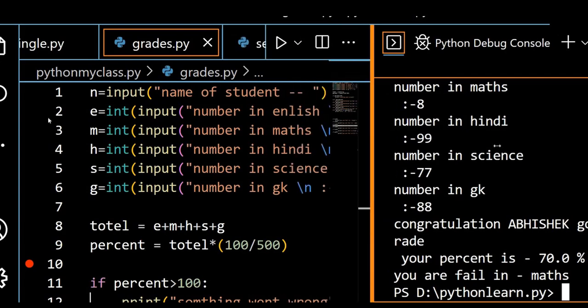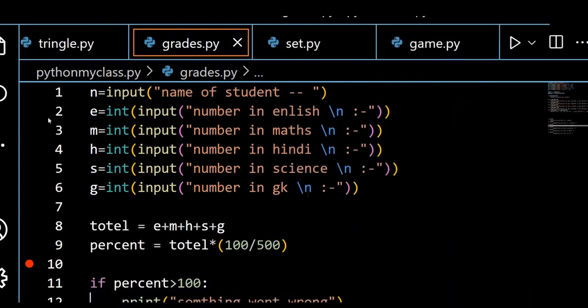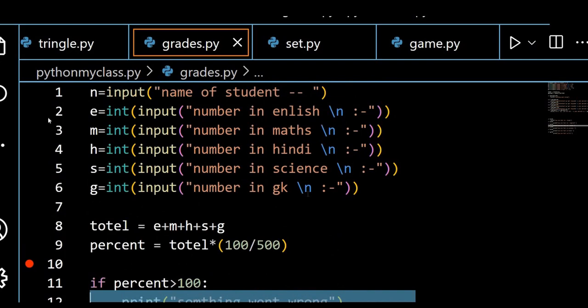Okay, so let's check how I have made the program. I'm not writing this program again, I'm just explaining it to you. You should try this program on your own. To make this program, I have taken some variables: N, E, M, H, S, G. In N, I'll be storing the name of the student. In E, the number in English. In M, the number in maths. In H, the number in Hindi. In S, the number in science. And in G, the number in GK.